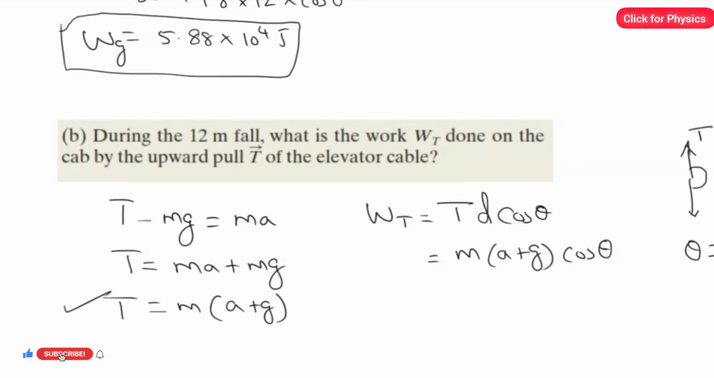So this is the tension, this is the displacement direction. The angle between the tension and the displacement is 180 degrees. So for this question B part, we have to use theta equal to 180 degree.